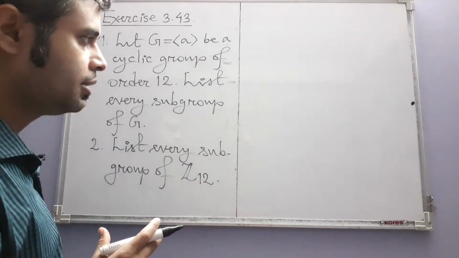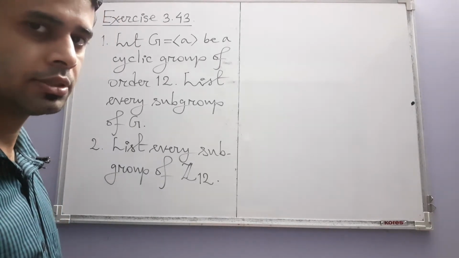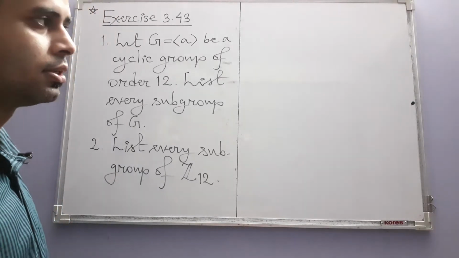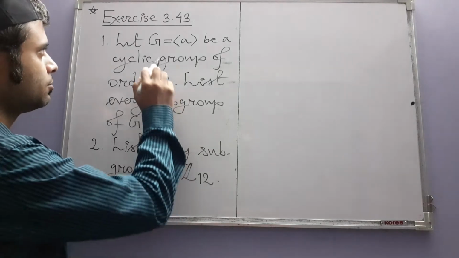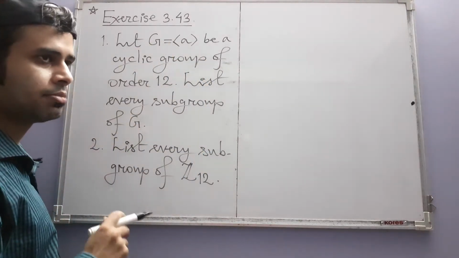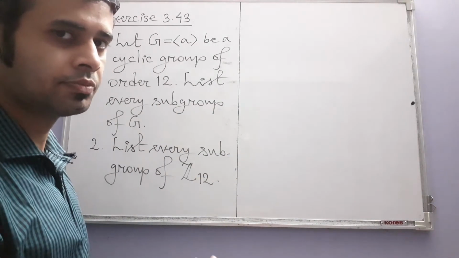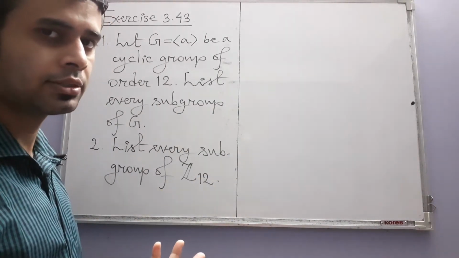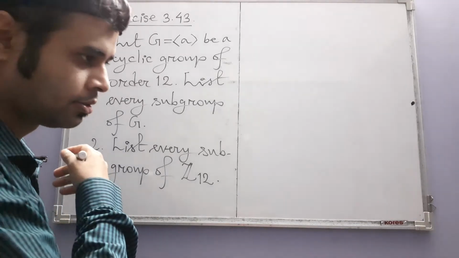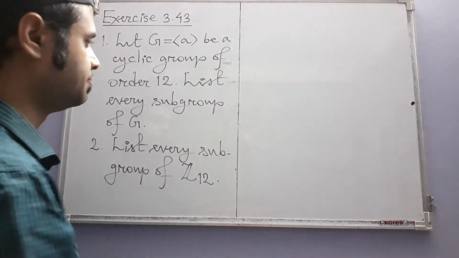Now we already know from the text that every subgroup of a cyclic group is itself a cyclic group. So that means we just have to look at the cyclic subgroups of G. That means we should take each element of G and see what cyclic subgroup it generates. So those subgroups in fact will be all the subgroups of G.